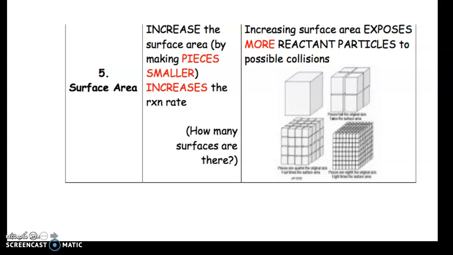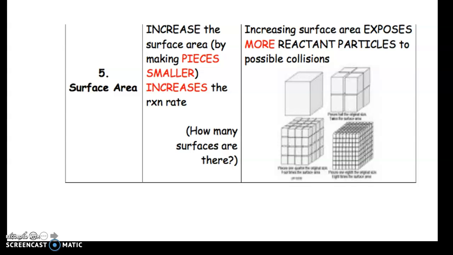Now, number 5, surface area. If we increase the surface area, we have a faster reaction. And what do I mean by surface area? The more of the substance that is exposed, the faster our reaction would be.